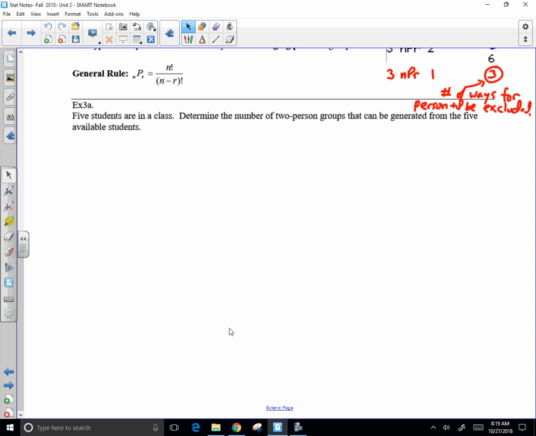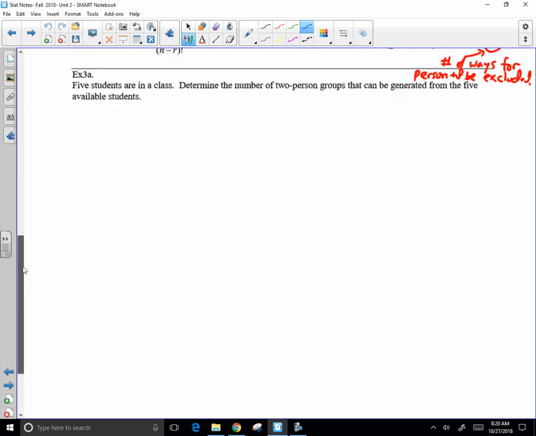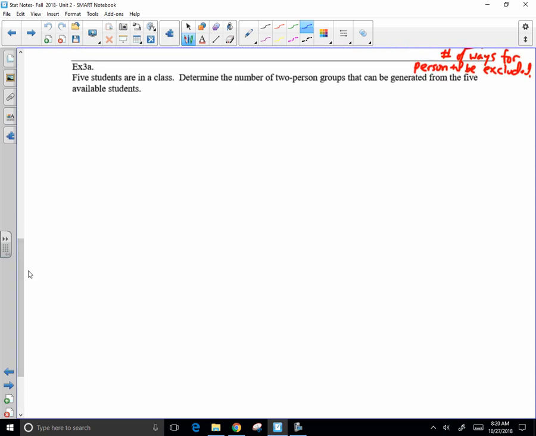Determine the number of two-person groups that could be generated from the 5 available students. All right, so I'm going to take this one from scratch. I'm going to make a tree diagram. We have 5 people available, and I want two-person groups. So I have person 1, 2, 3, 4, and 5. I know I didn't write the numbers 1, 2, 3, 4, or 5, but there are 5 people.